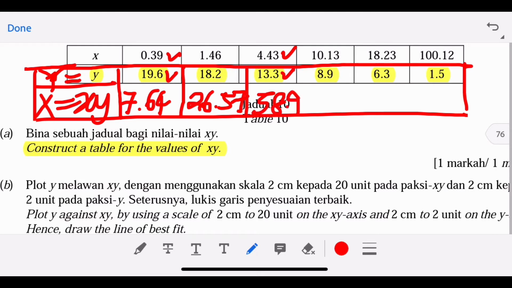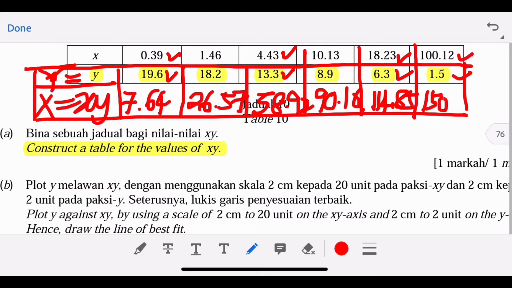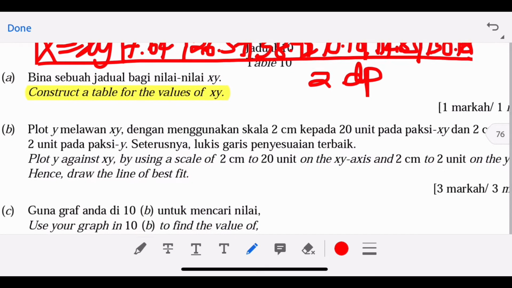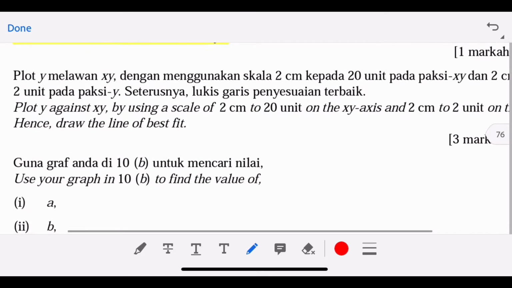We get 58.92. And then 10.13 times 8.9, we get 90.16. And then these two we multiply, we get 114.85. And lastly, we take this one times this one, we get 150.18. Must be 2 decimal places. That's about the table. For the graph, let's see.